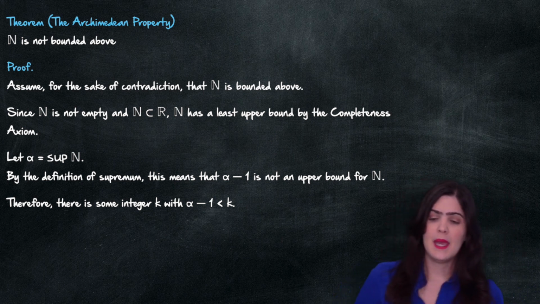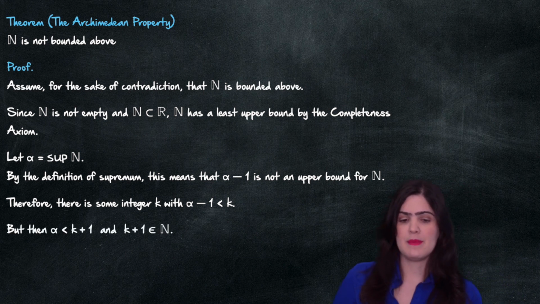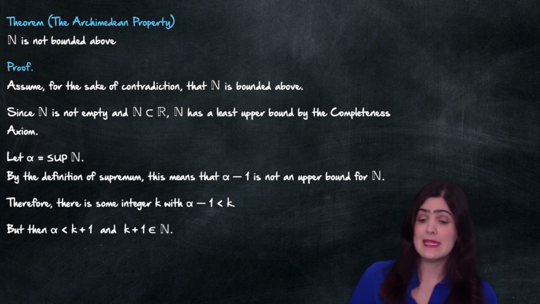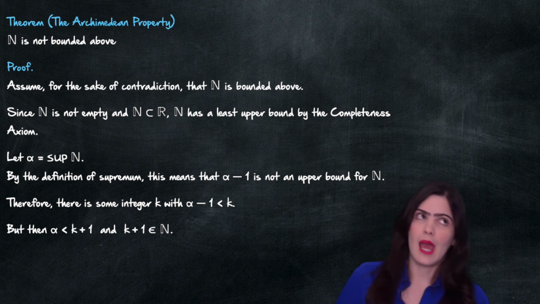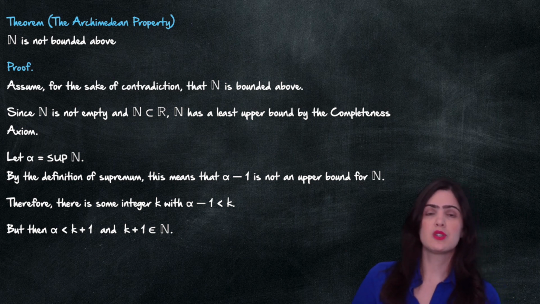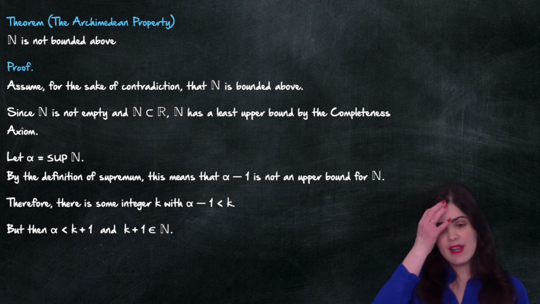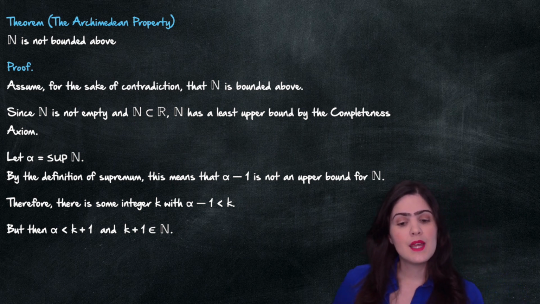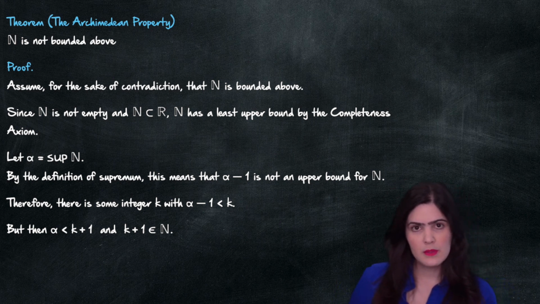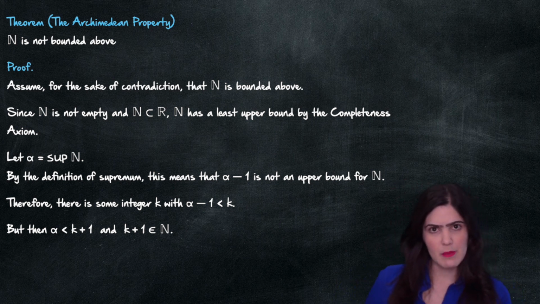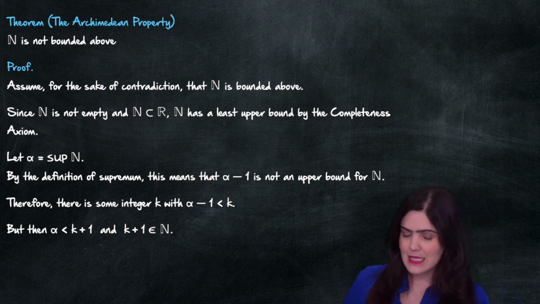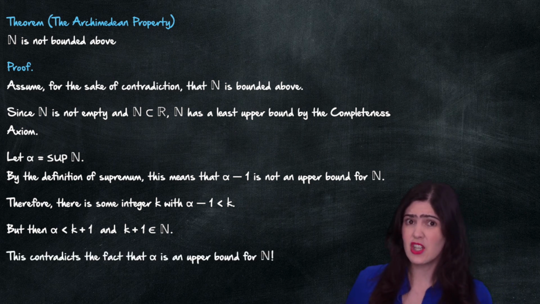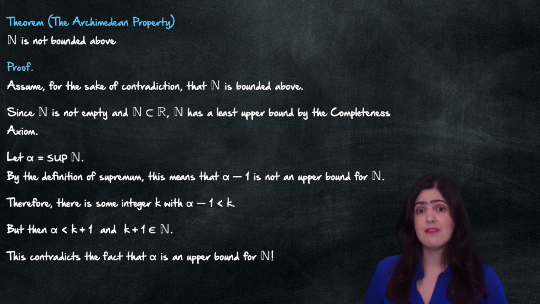Good. Okay, but if I do that, then what happens? Well, that would imply that alpha is less than k plus 1. Well, if you take a natural number and we add 1, we end up again with a natural number. So k plus 1 is a natural number. We have that alpha is strictly less than a natural number. That's a problem, because alpha was my supremum, so alpha was an upper bound, and the upper bound cannot be less than any element in my set. So that is a contradiction. It contradicts the fact that alpha is an upper bound.